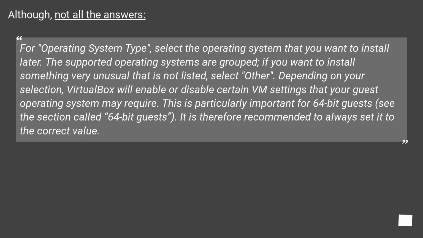For operating system type, select the operating system that you want to install later. The supported operating systems are grouped. If you want to install something very unusual that is not listed, select Other. Depending on your selection, VirtualBox will enable or disable certain VM settings that your guest operating system may require. This is particularly important for 64-bit guests. See the section called 64-bit guests. It is therefore recommended to always set it to the correct value.